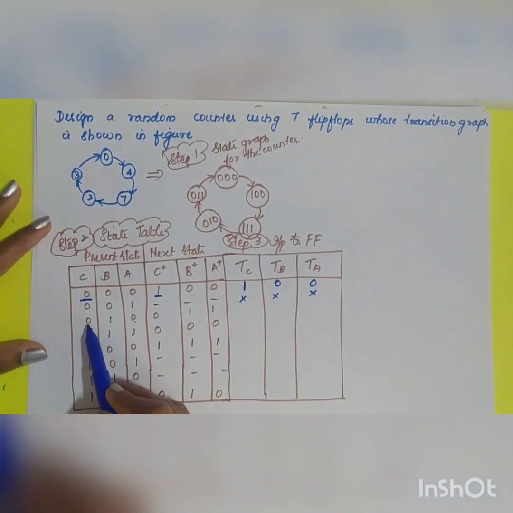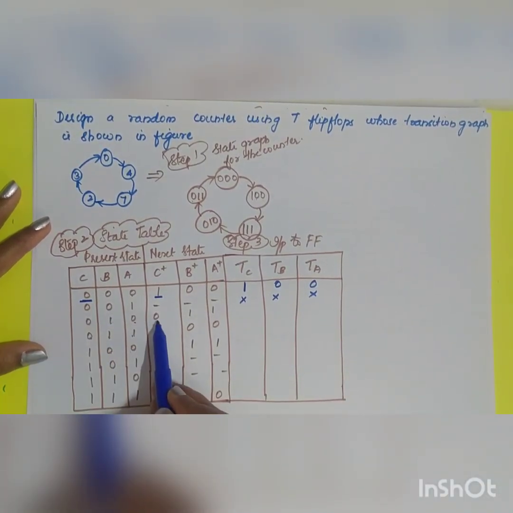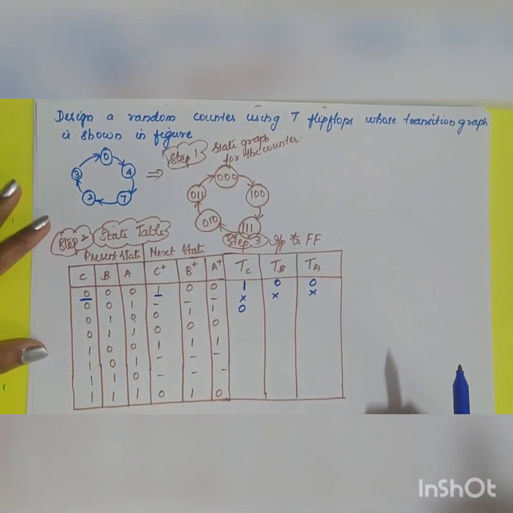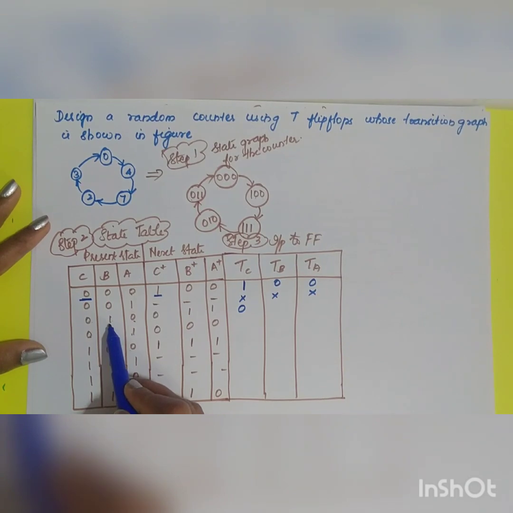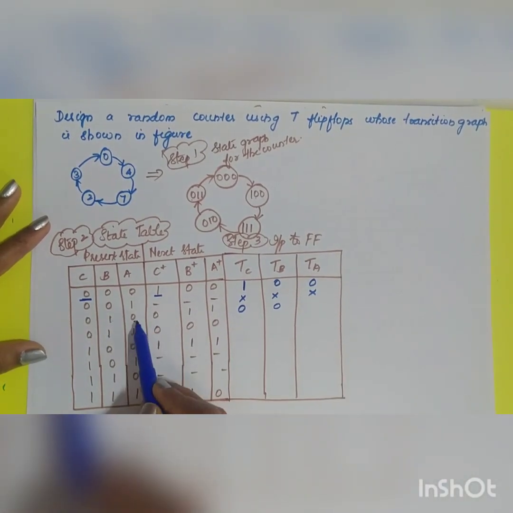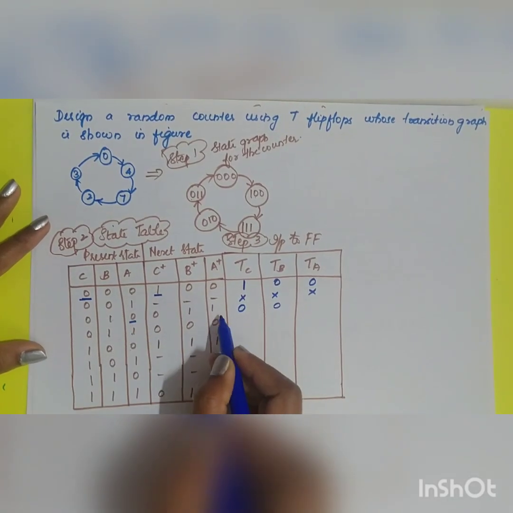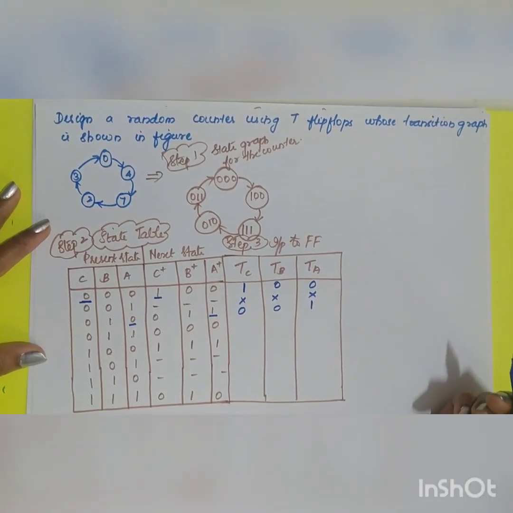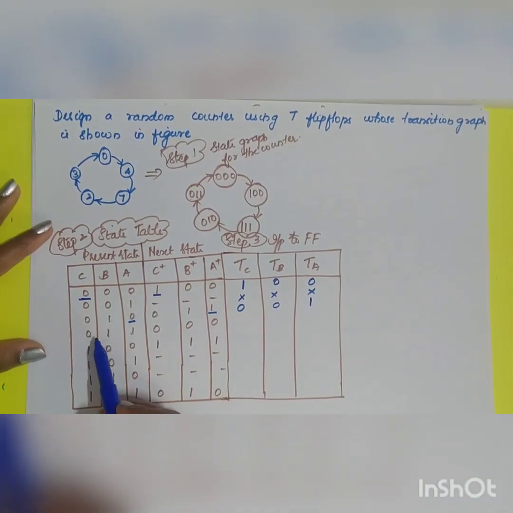What about the third? C is equal to 0, C plus is also equal to 0. There is no change, so your input will be equal to 0. B is equal to 1, B plus is equal to 1. There is no change, again this will be 0. Then A is equal to 0, A plus is equal to 1. Here you have a change, right? So now the input to your A, TA, will be equal to 1.